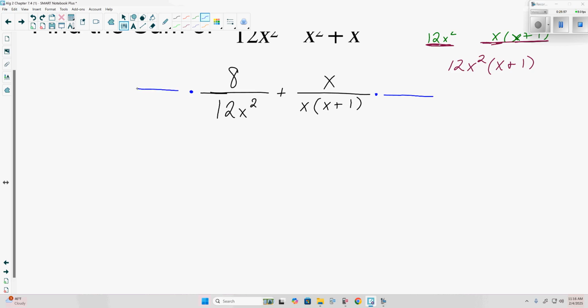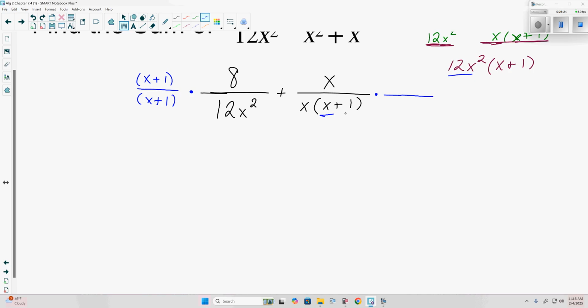So now we're going to need to see what we need to multiply both of these by to get our denominators to match, for them to be the same. For the one on the right, we do already have the 12x squared matching. The only thing we're missing is the x plus 1 on top and bottom. So we're going to have to multiply the top and bottom by x plus 1.